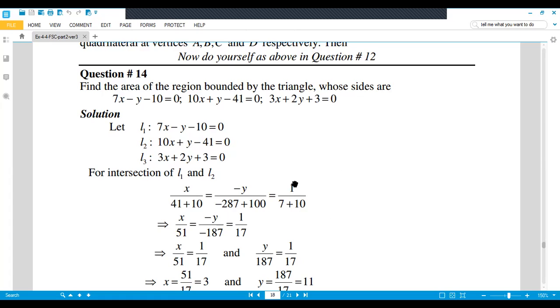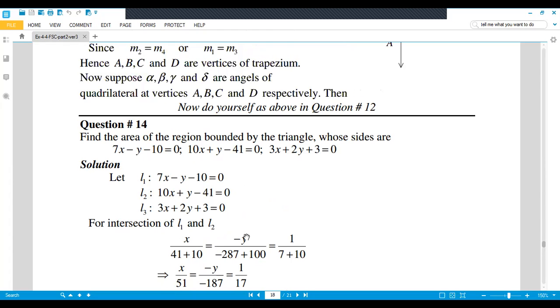And for the constant, 1 over, coefficient of x multiplied with y, and then minus sign, coefficient of x multiplied with y. So we get 7 plus 10. So what we get is x over 51 and minus y over minus 187 and 1 over 70. Now you compare these values.